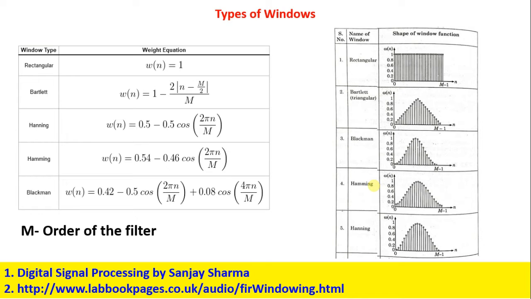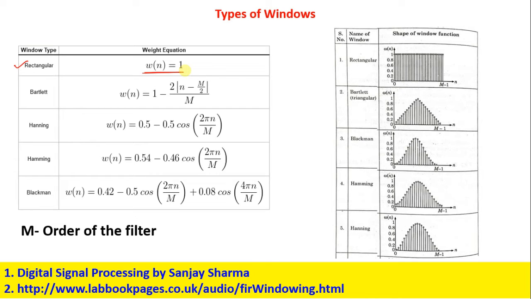However, there are 5 types of windows that are very common. The first one is the rectangular window, which has w(n) equals 1. So using the rectangular window or not using it is basically the same. There will be no change.